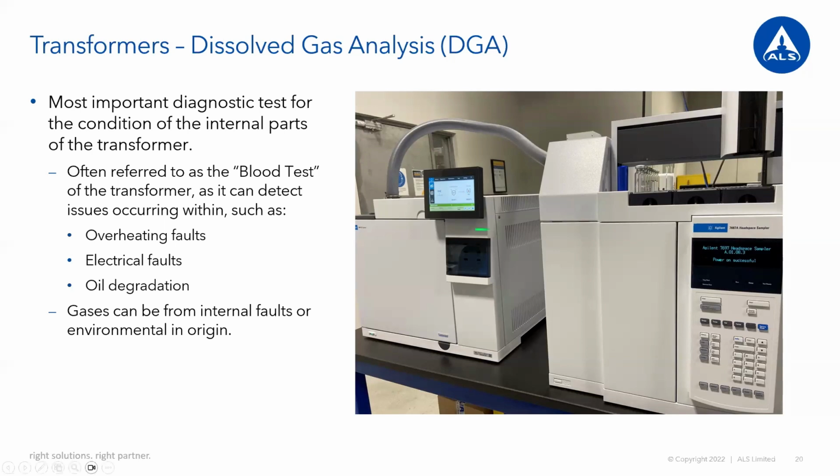Gases can form from internal faults or are environmental in origin. So we also look at oxygen and nitrogen. That'll give us an idea of, do we have a leak in this unit, or have they opened it up when the oxygen level jumps, or even if they took the sample poorly.